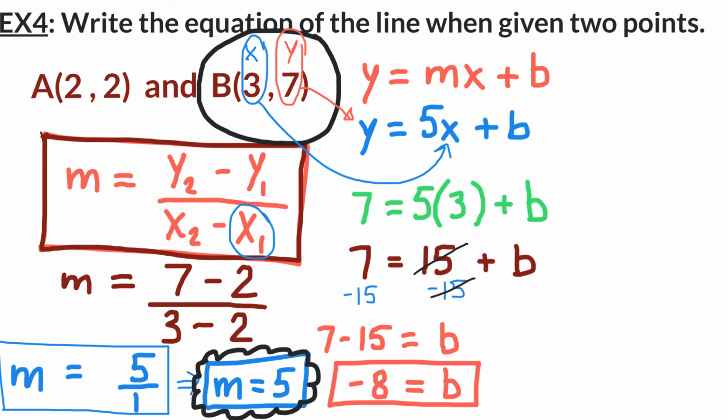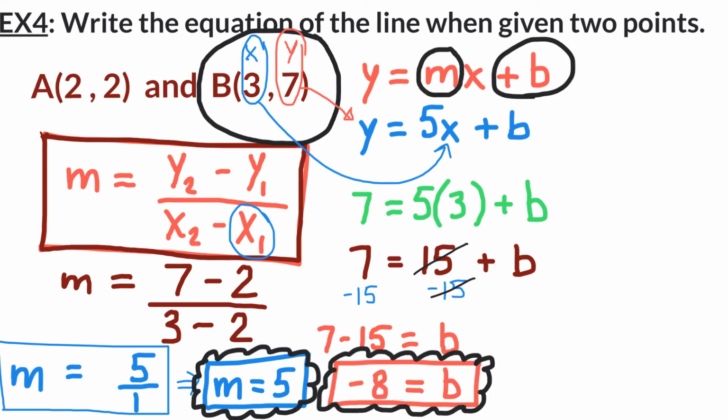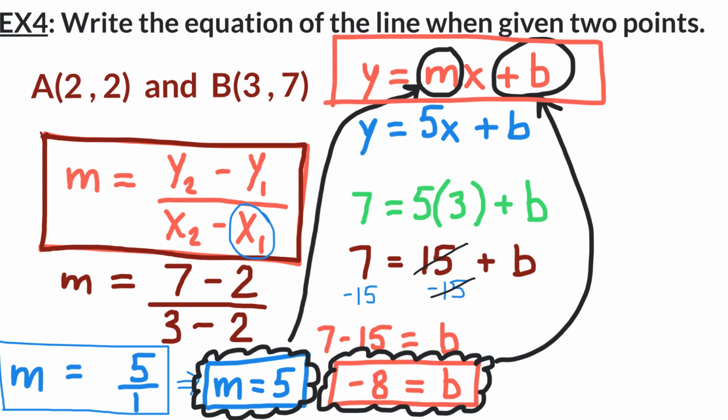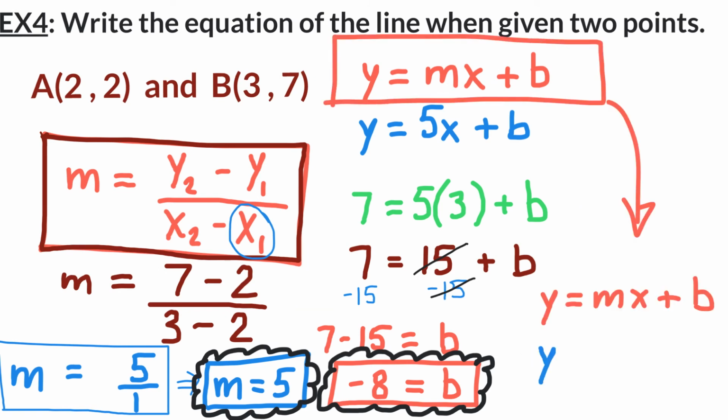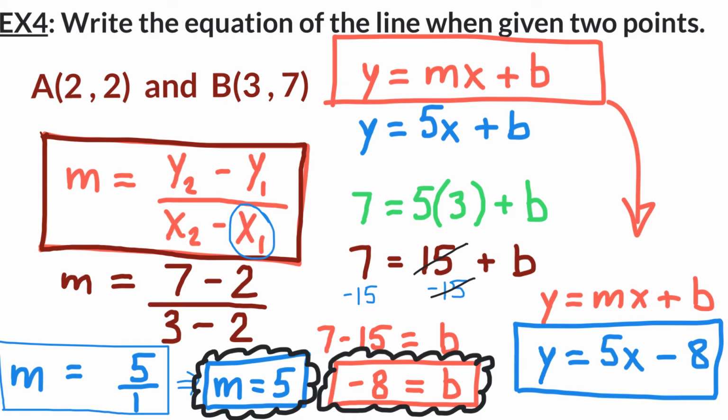We have the slope and the intercept, so we plug them into the equation of the line. So y equals 5x minus 8. This is our equation of the line given 2 points.